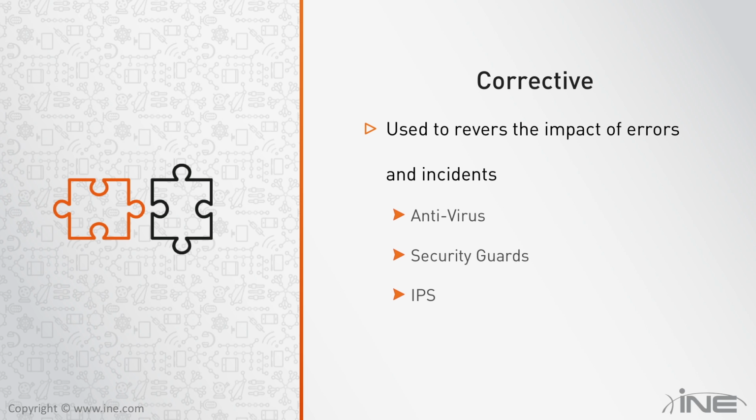And we have the corrective access control category. This is used to reverse the impact of an error, incident, or any unauthorized action done by somebody. Think about corrective access control for antiviruses, security guards, or IPS. If you get attacked in your network and you need to stop the attack, you can use the IPS to do it. This is the reason why this can fall under the corrective access control category.